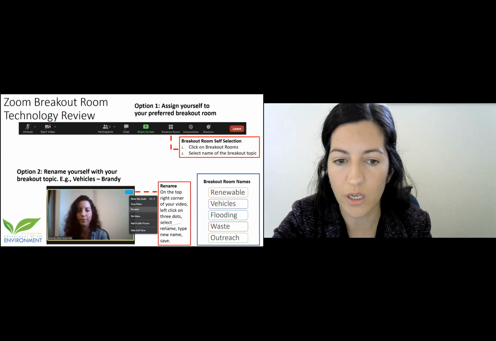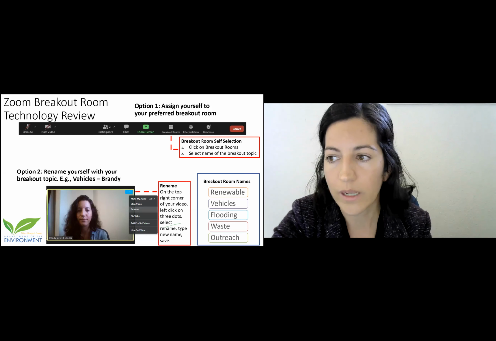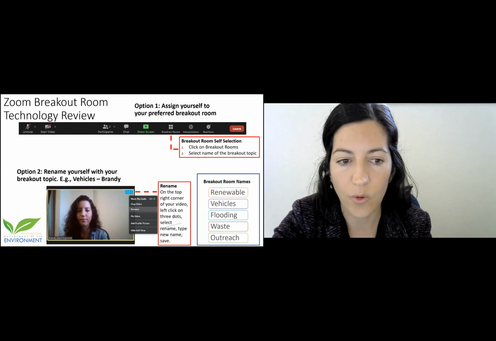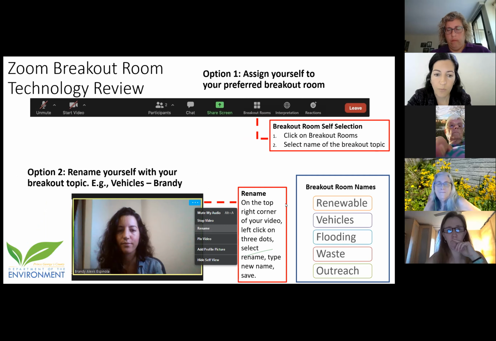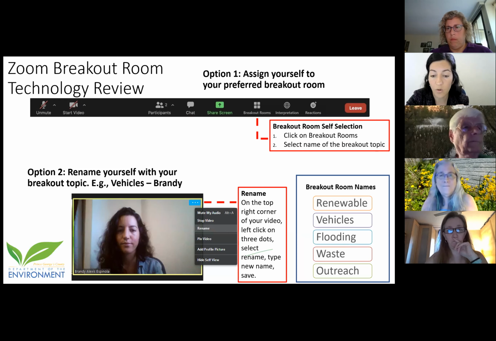Okay, so for those of you who don't have access to the breakout room function, one of the things we can do to help quickly sort you into your breakout room is to ask you to change your Zoom name. You can right click on your picture, or left click on the image in the corner, and you'll see three little dots. Left click on that. It'll say rename, and then you can type in the breakout room name that you're interested in.